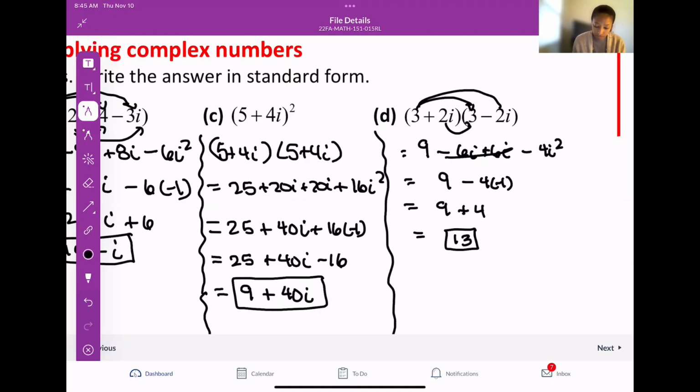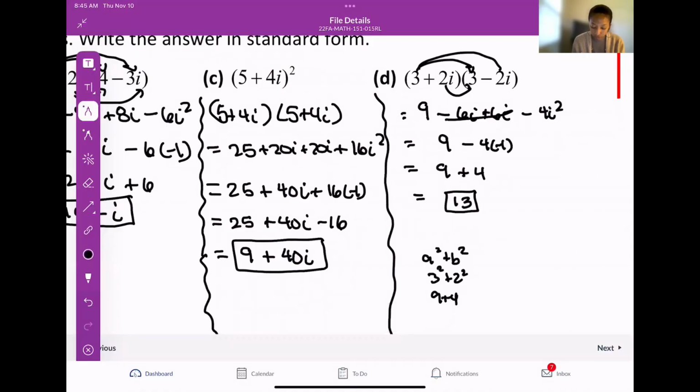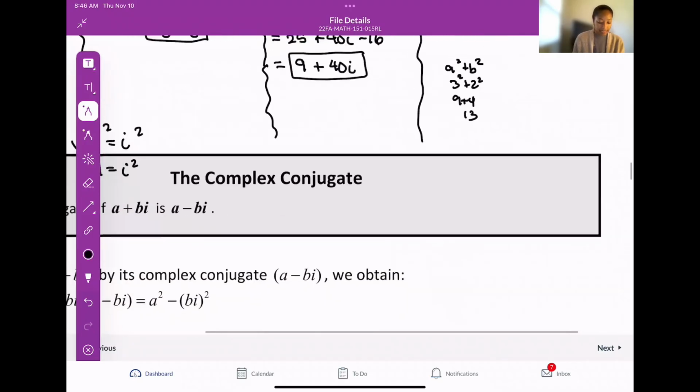the real number could have been found from the beginning by just taking the fact that, if we look at this as A plus Bi, A is 3, B is 2. This is just A squared plus B squared. 3 squared plus 2 squared equals 9 plus 4, which is 13. This pattern happens every time that you multiply a complex number by its conjugate, okay? And that's what we're going to talk about next.